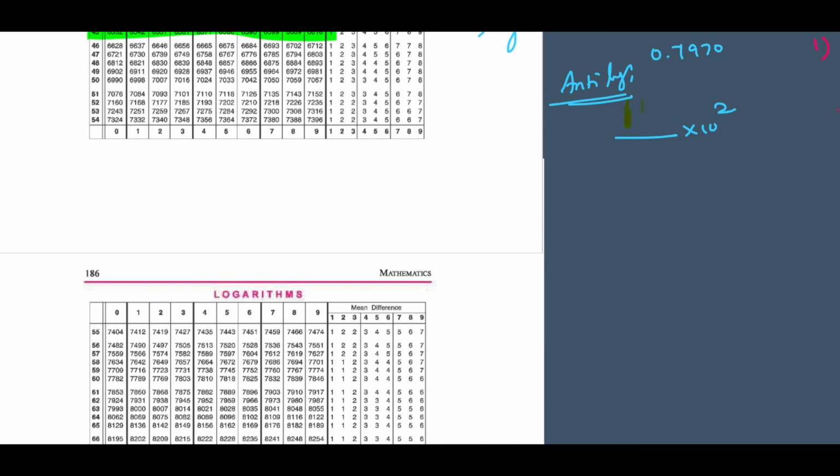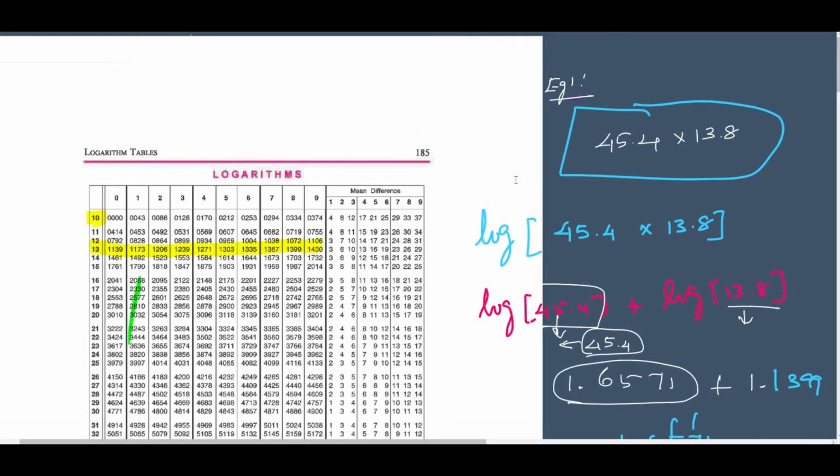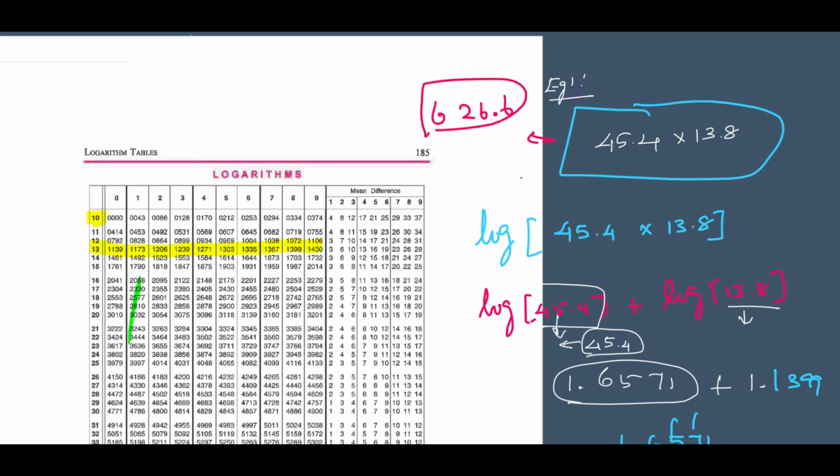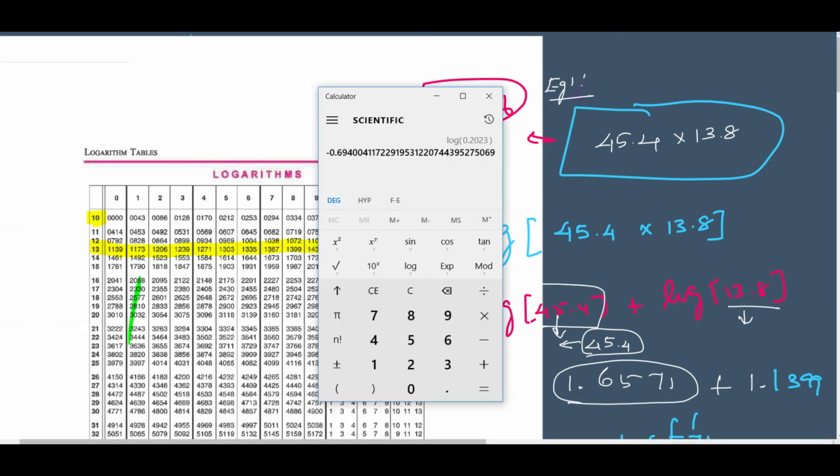6266. Always you have to make one decimal over here. My answer is 6.266 into 10 power 2, which is nothing but 626.6. That is my answer. So if you go with this multiplication, my answer is nearly 626.6. We will check it with the calculator.